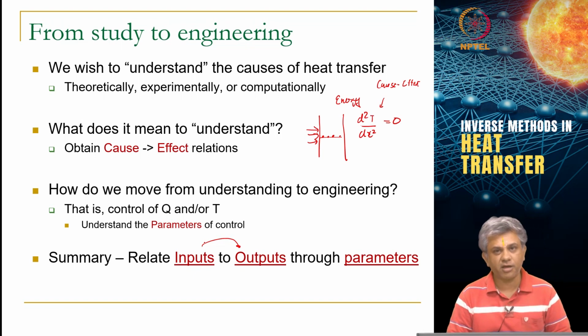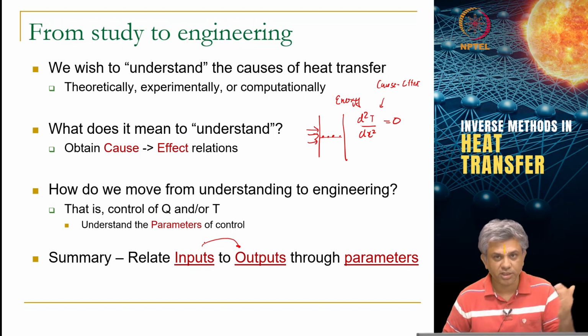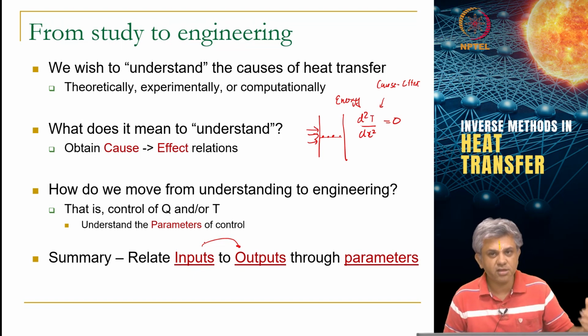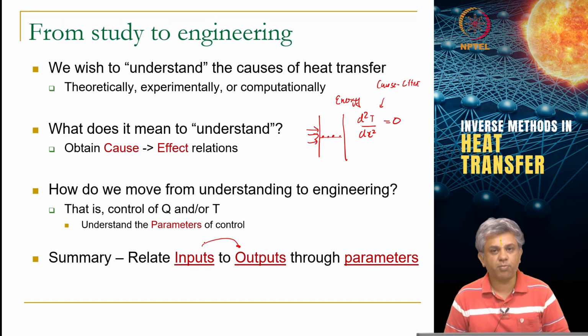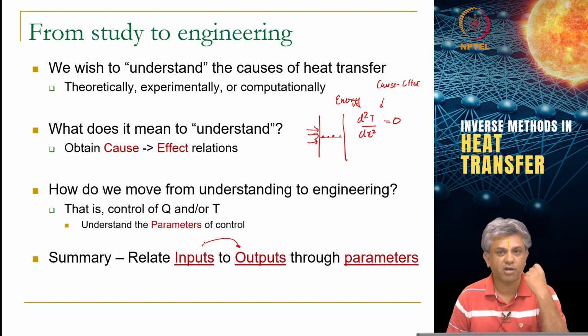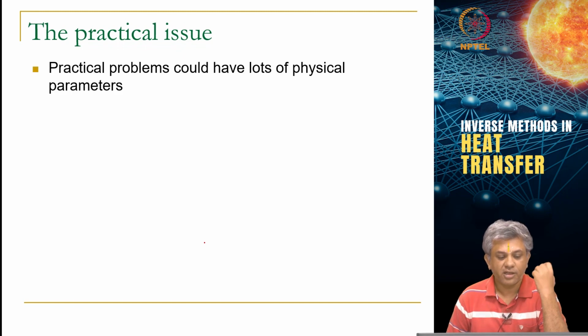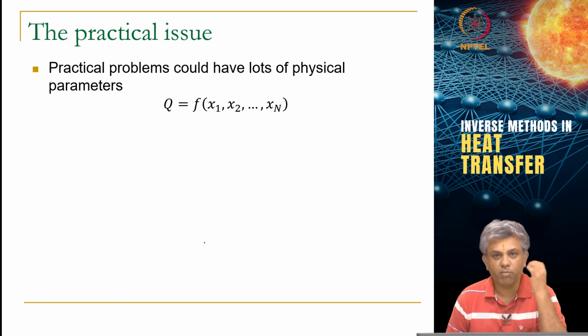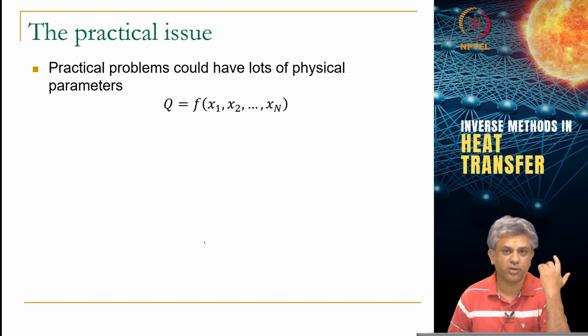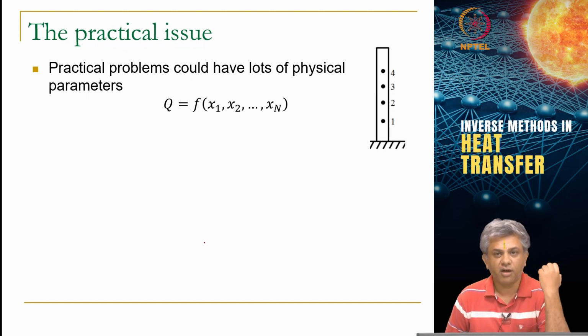So, this will seem like it is a little bit obvious, but as we come through the machine learning chapters, or as we have seen through even the inverse portions so far, you will know that parameters are not as straightforward as they appear. The practical issue is this: physical problems have lots of physical parameters. So, if you want heat transfer, the heat transfer could depend on a whole bunch of parameters. Let us just call them x1 through xn as we have been doing so far.